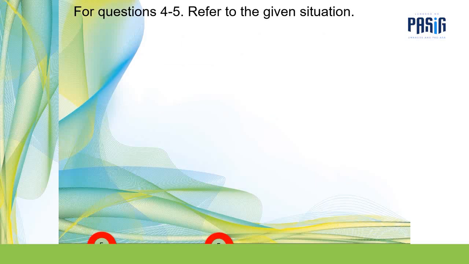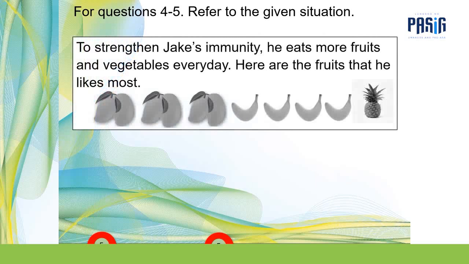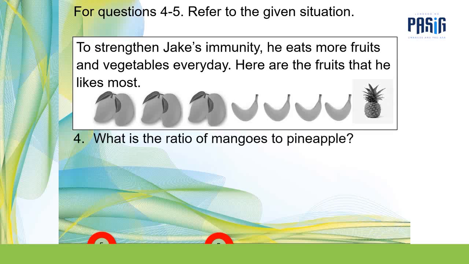For questions 4 and 5, refer to the given situation. To strengthen Jake's immunity, he eats more fruits and vegetables every day. Here are the fruits that he likes most. Number 4. What is the ratio of mangoes to pineapple? A. 6/1. B. 1/6. C. 2/1. D. 1/2. Write your answer now. Time is up. The correct answer is letter A.